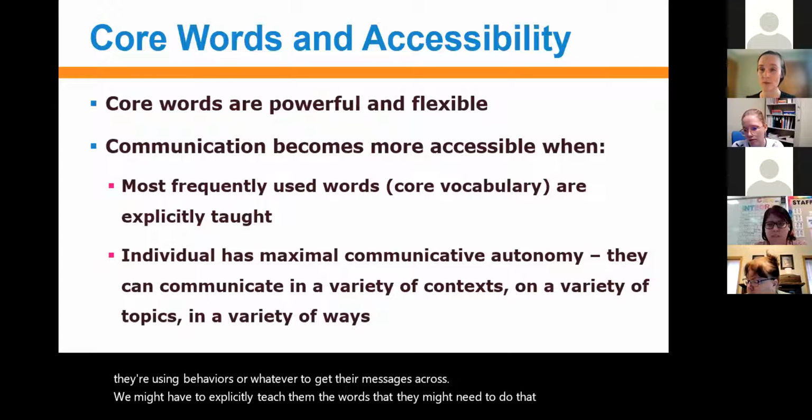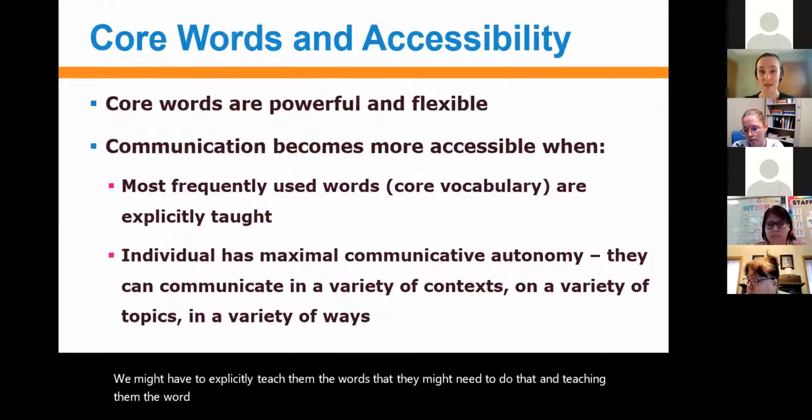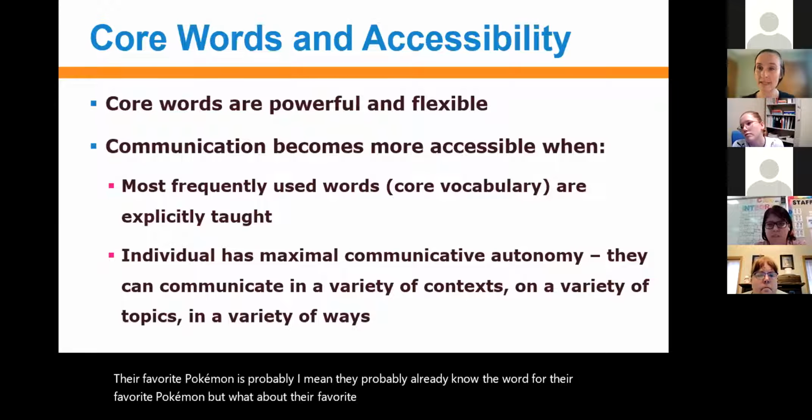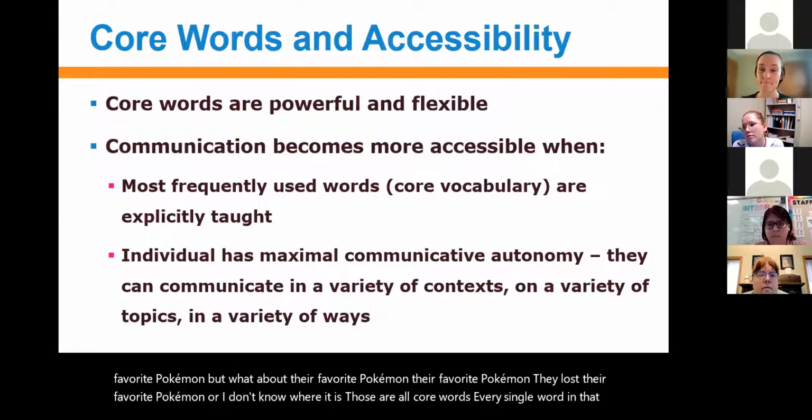And teaching them the word for their favorite Pokemon is probably, I mean, they probably already know the word for their favorite Pokemon, but what about "my favorite Pokemon," "I lost my favorite Pokemon," or "I don't know where it is"? Those are all core words. Every single word in that sentence is a core word.